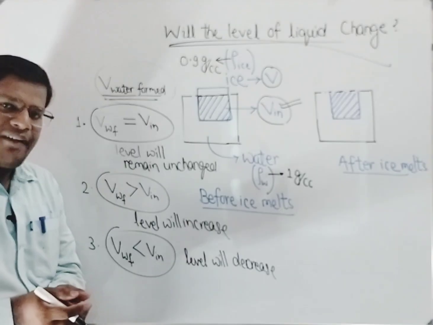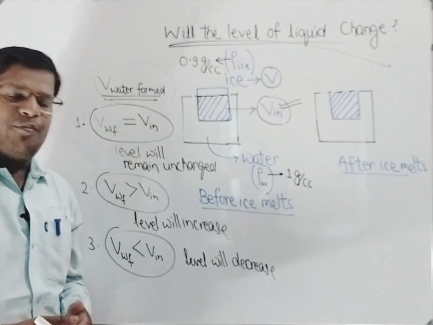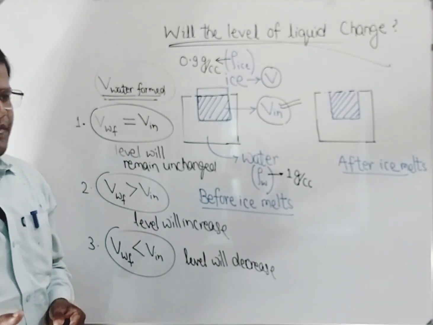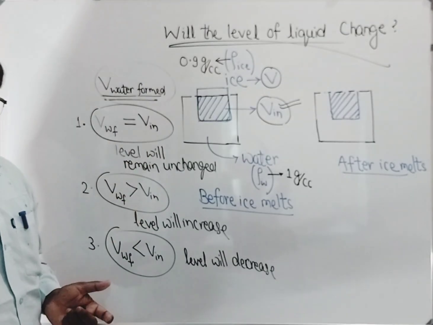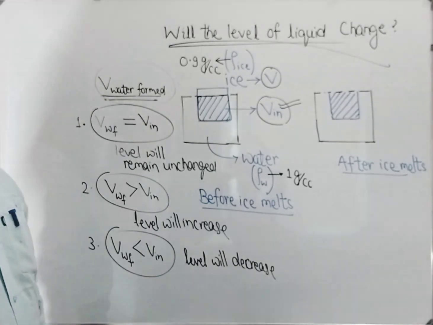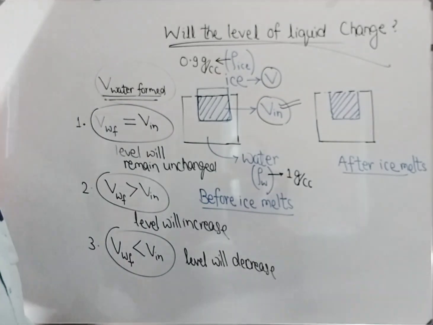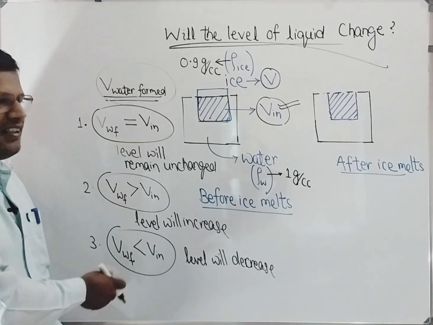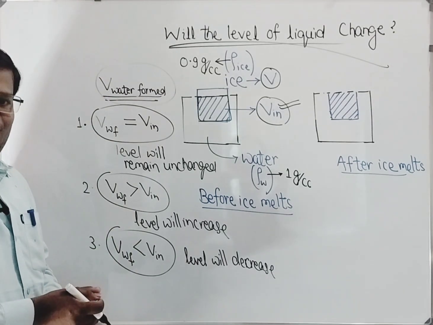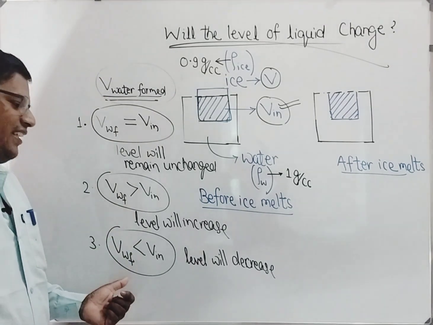So now let's find out this volume of water formed. How much water is formed after the ice melts, right? Okay, so let me do the calculations. Hope all of you have written this. Now I need some space to do further calculations, so I am erasing this.